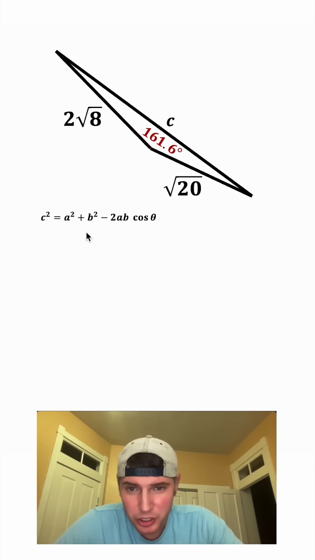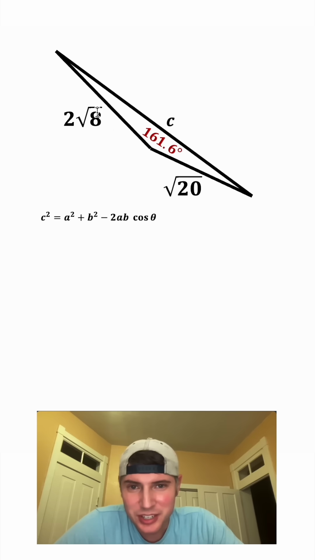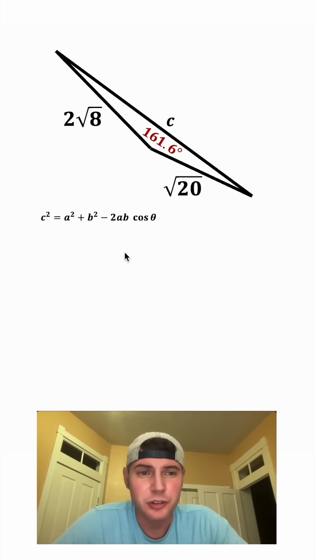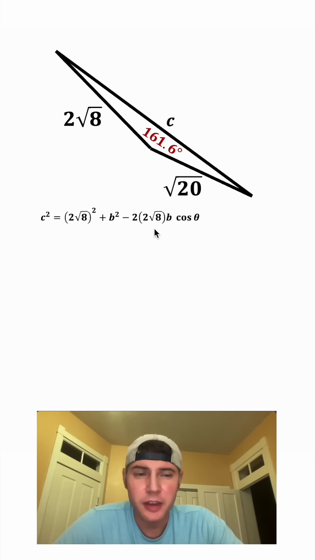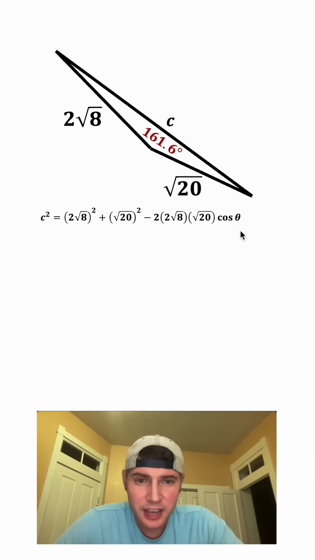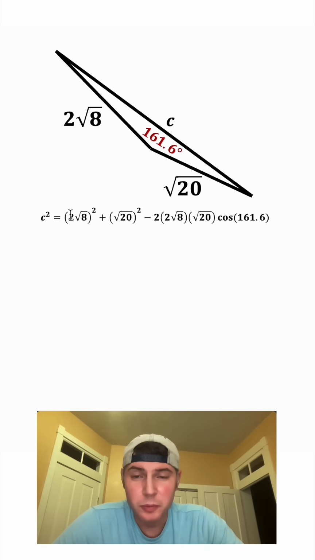You'll recognize a portion of it is a squared plus b squared equals c squared. That's the Pythagorean theorem. But since it's not a right triangle, we have this little extra portion. So for both of these a's, I'm going to plug in 2 square root of 8. And for both of these b's, I'm going to plug in square root of 20. And then for this angle theta, we're going to plug in 161.6. This square goes to both the 2 and the square root of 8. 2 squared is equal to 4, and square root of 8 squared is equal to 8. And then 4 times 8 is equal to 32. And then square root of 20 squared will give us 20.